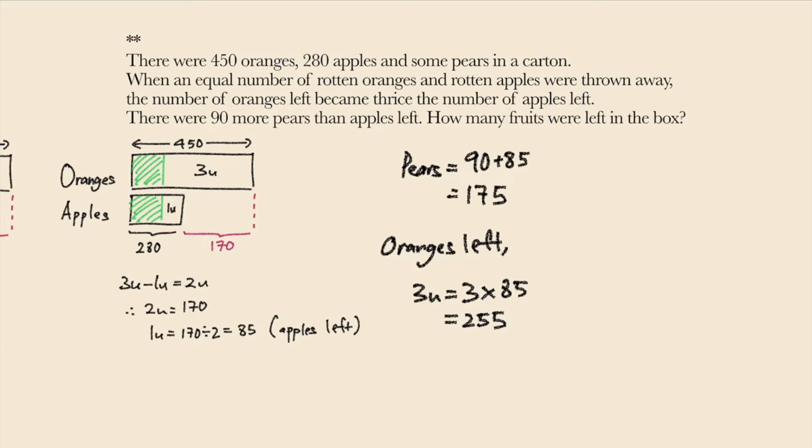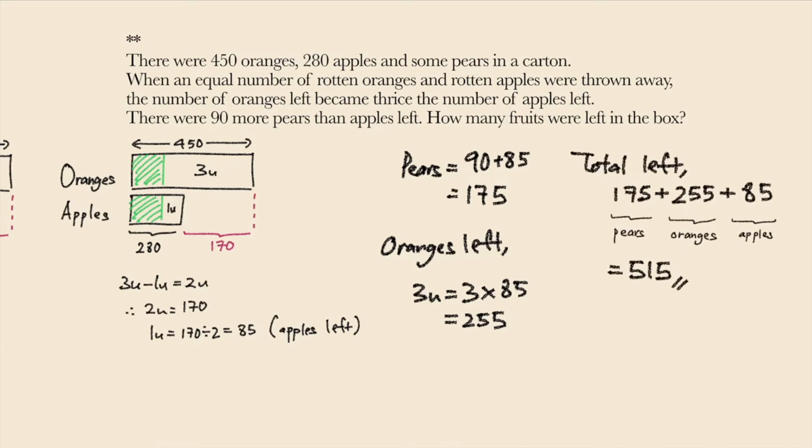How many fruits were left? So we know apples left. We know pears left 175, oranges left 255, apples left 85. Sum that up and we have the answer.